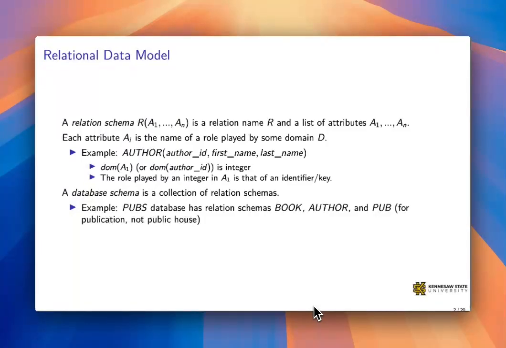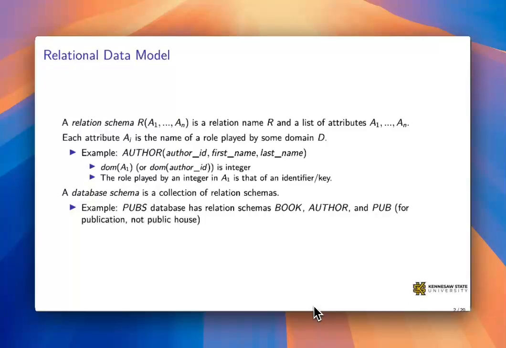In its simplest form, a relation schema is a name, R, and a list of attributes, A sub 1 through A sub n. Each attribute has a domain you can think of as a set, like a data type, and a name, and the name indicates the role played by the values in the tuples, the values that come from the domain of that attribute.